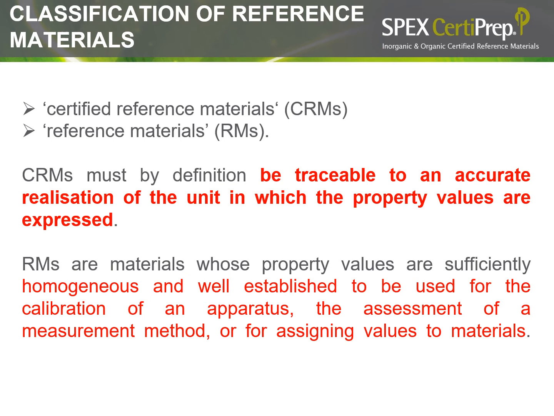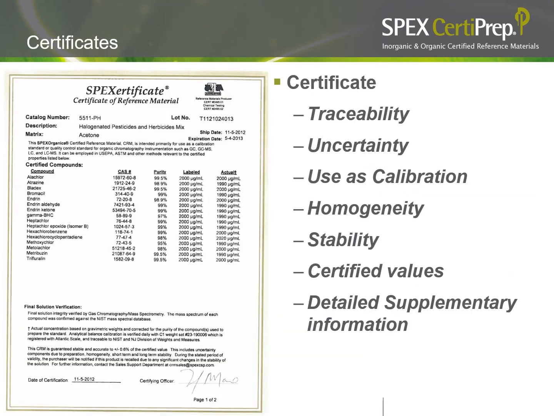So basically class, again I need to emphasize here. For CRM, the additional evidence of metrological traceability and the statement of measurement uncertainty will be the main difference between the CRM and RM. So these are the certificates of the CRM. Usually for a CRM, all the information about traceability, uncertainty, use of the calibration, homogeneity, stability, certified values, and supplementary information will be given in the certificate.